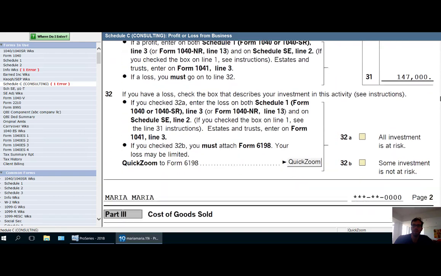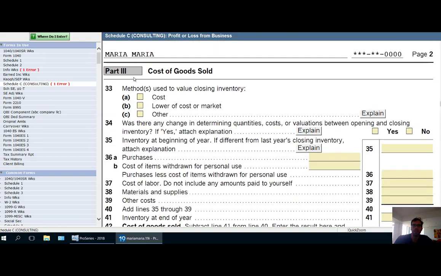So to get gross profit, there's a little section down here for cost of goods sold. Here's cost of goods sold in Part 3. She had some labor and materials, so we can put purchases, we can call that materials. Materials was $10,000.